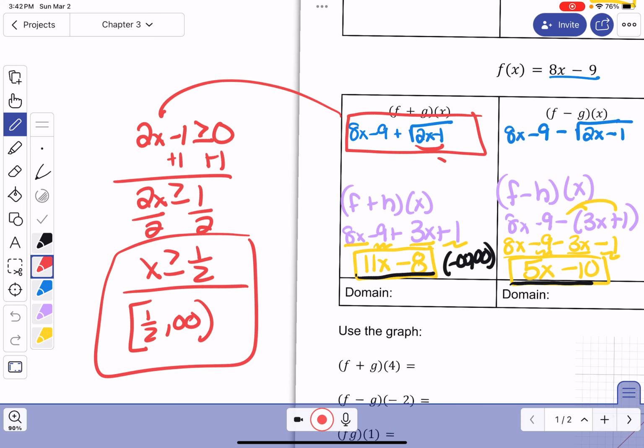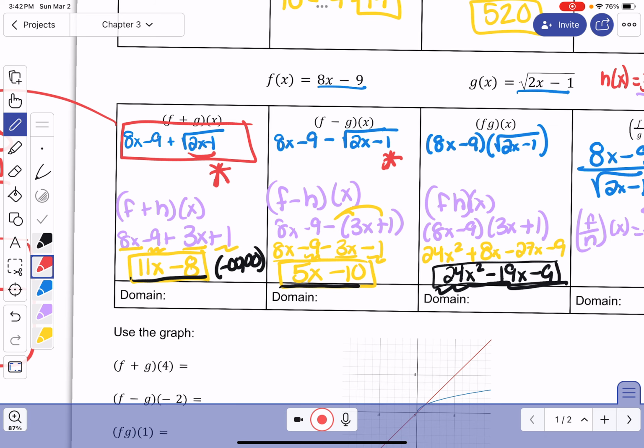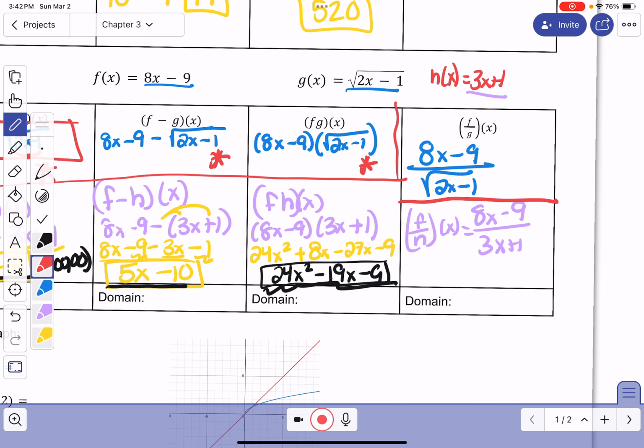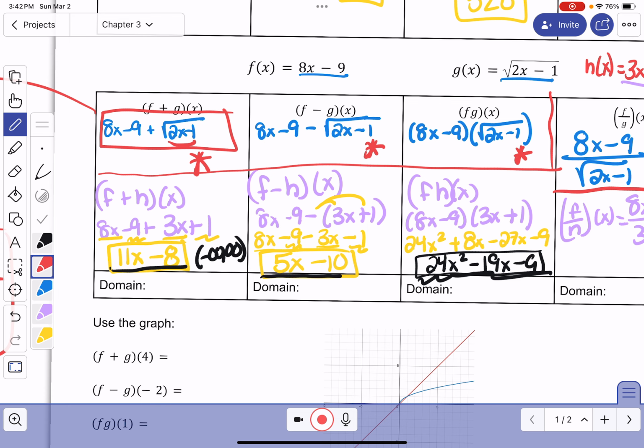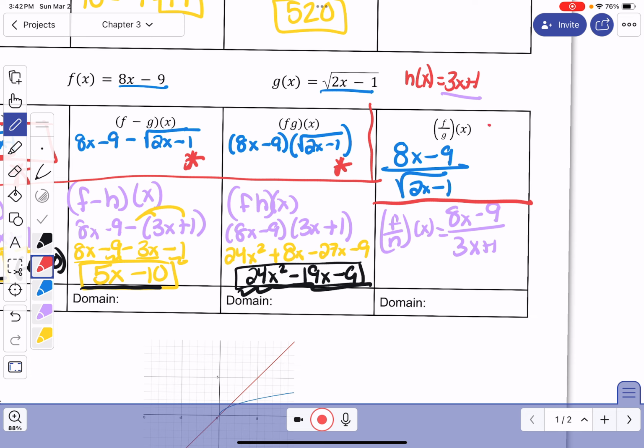That's going to be true for the adding one, and the subtracting one, and the multiplying one, because the only thing in all three of those limiting our domain is the radical. The division is slightly different because it's also on the bottom of the fraction. So that tells us that it can't equal 0 either. So in this case, it would just be x is greater than 1/2 because it can't actually equal the 0.